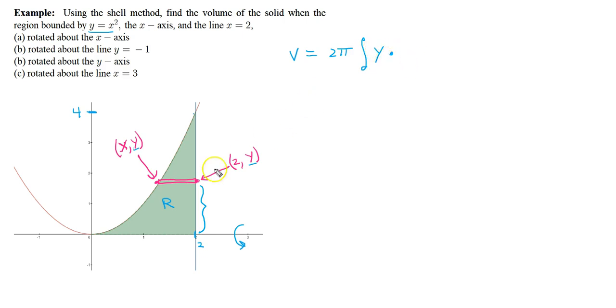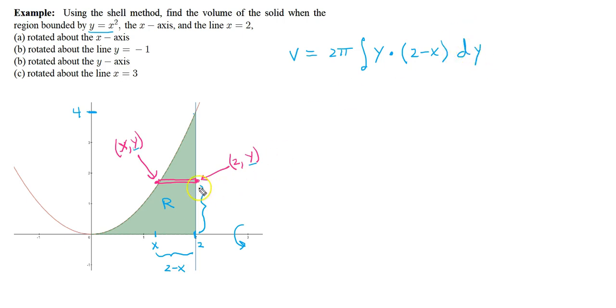So that's the radius. Now the width of the shell, this distance: that point is x on the x-axis, and if I drop down here, that is 2 on the x-axis. So this is the width or height of the shell, and that is going to be 2 minus x. Okay, so times 2 minus x. Now we're rotating around the x-axis, so we have to integrate with respect to y. So this is going to be a dy right here.